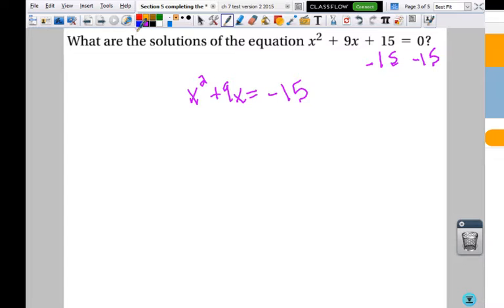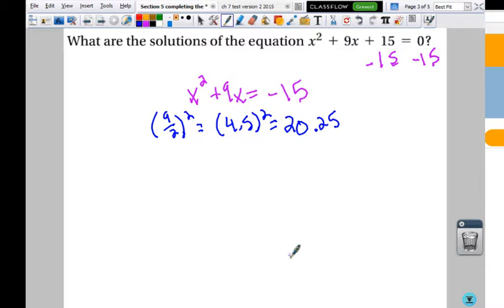And now my process is exactly the same as before. 9 divided by 2 squared is 4.5 squared, which is going to equal 20.25. Alright, and then we're going to add them together. And I'm going to get 5.25.